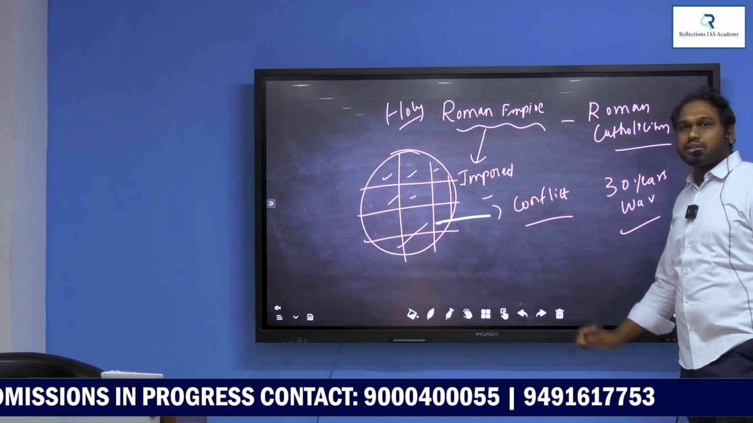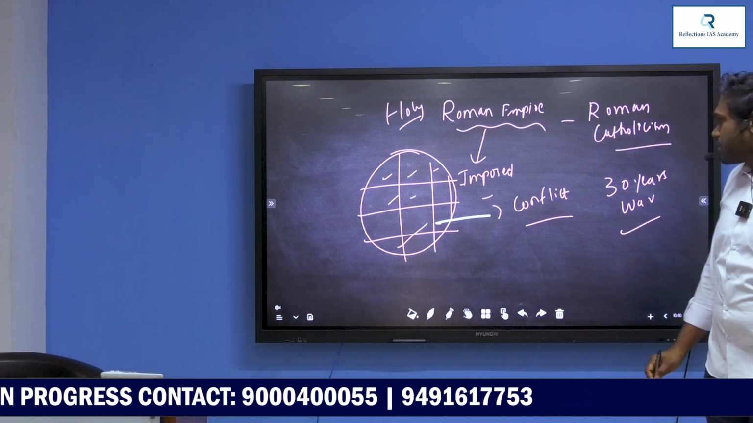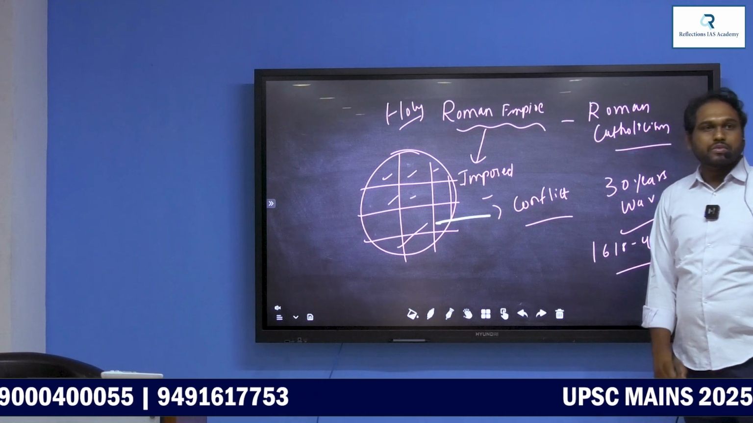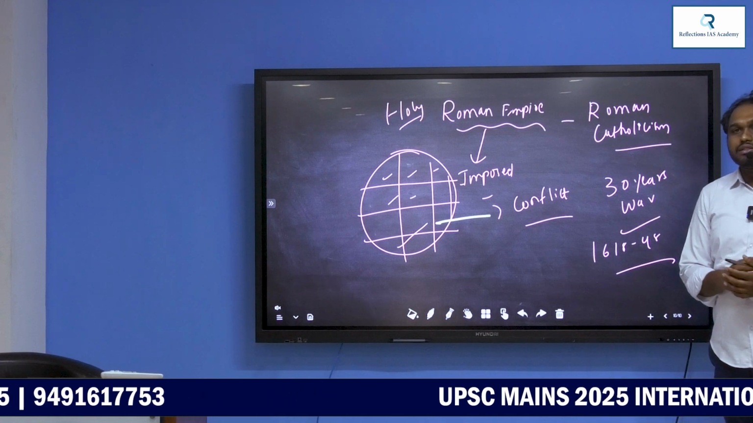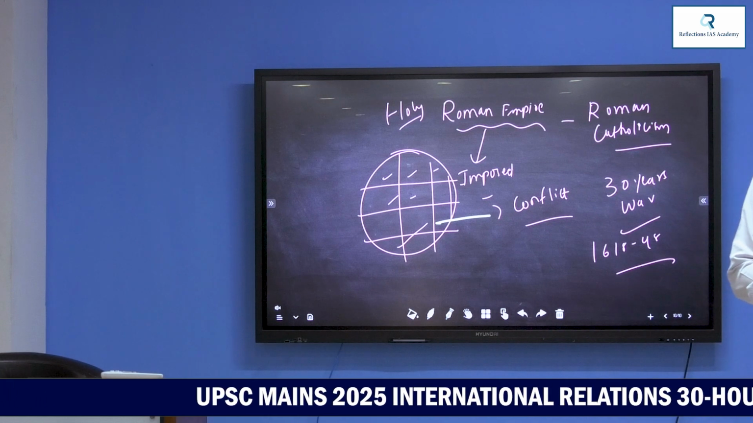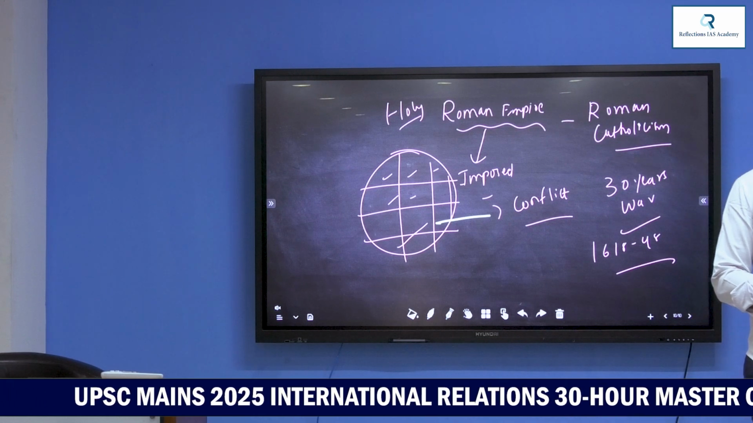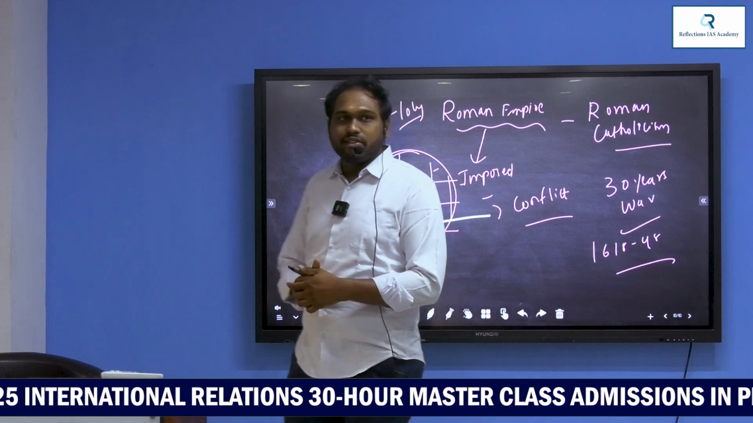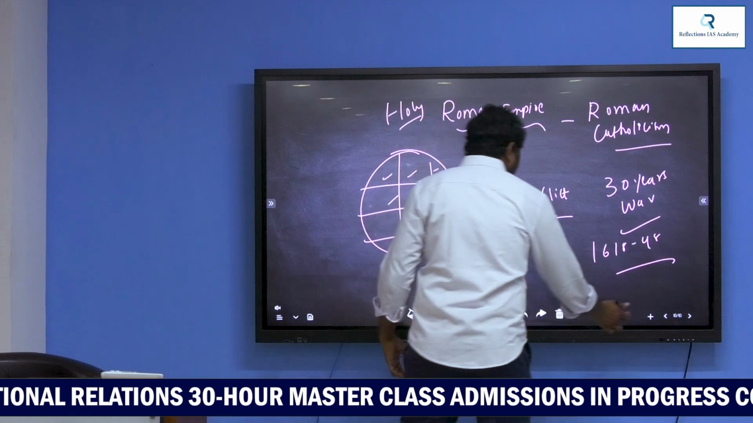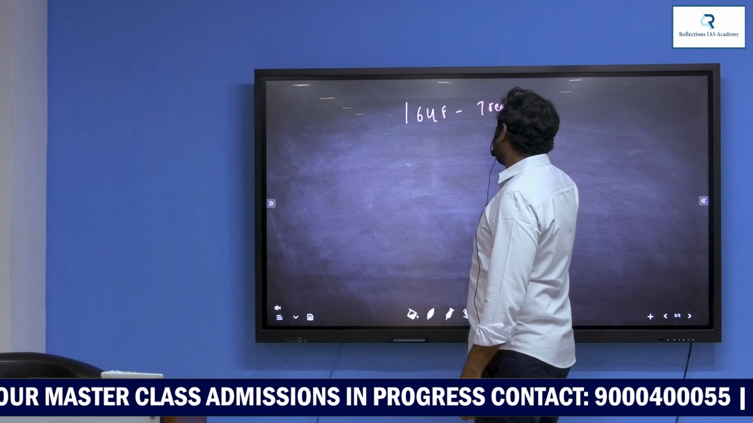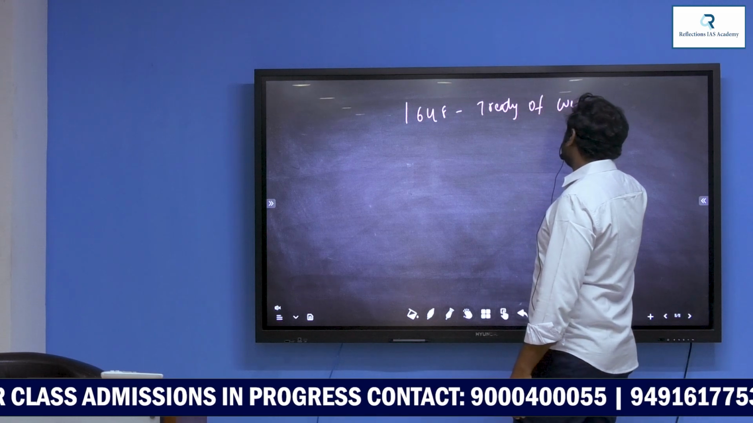For 30 years they were in war. Starting from the year 1618 to 1648, they were in war. Just because there was external interference in the internal matters and there was no actual sovereignty being exercised by them. They were in war for 30 years. That is famously called the 30 Years' War, which ended in 1648 with a treaty among themselves at Westphalia. That is the Treaty of Westphalia.